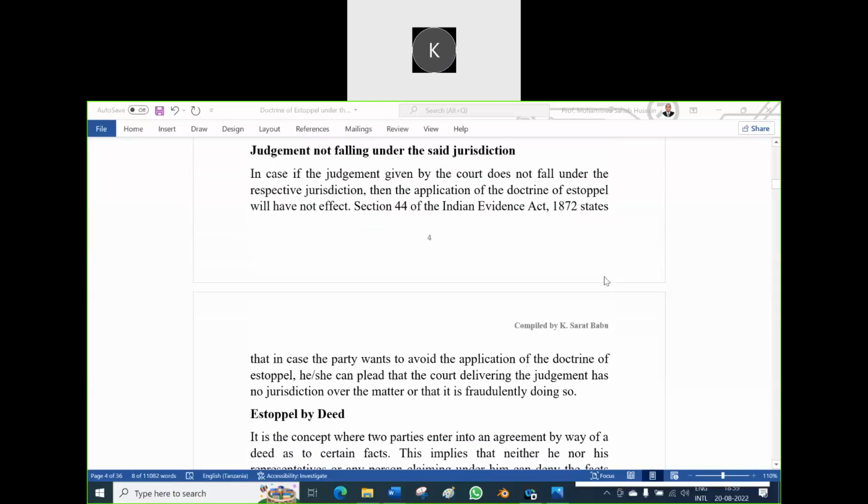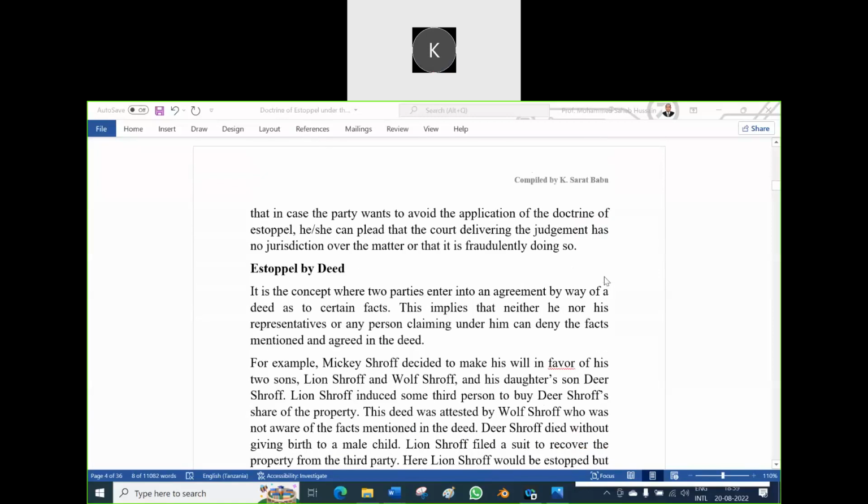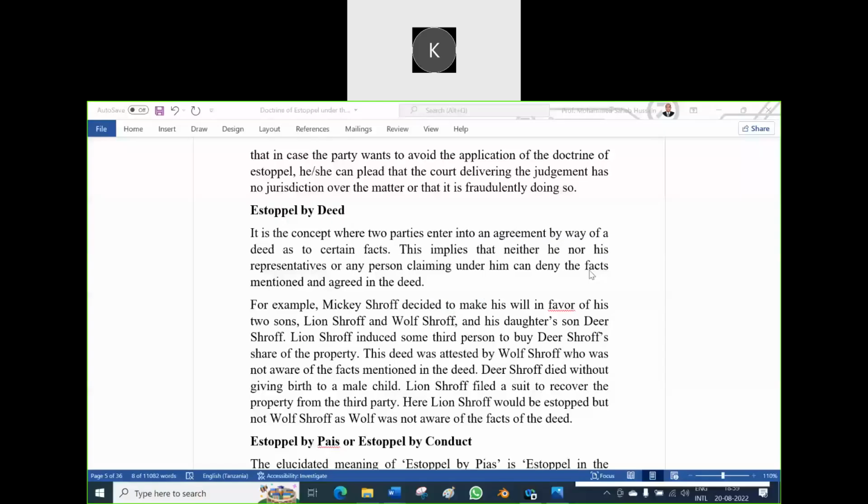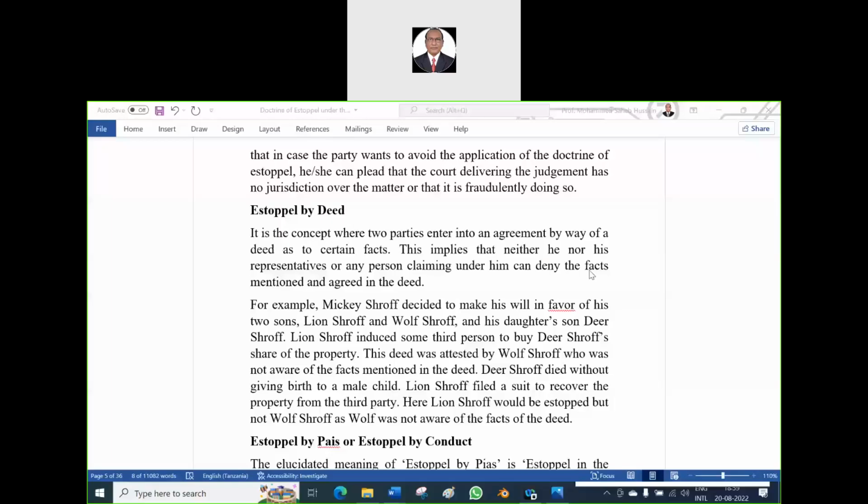Now, estoppel by deeds. I will go through some of the important sentences only, sir. Yeah, but you tell me, the concept should be seen on the screen. Yes, sir. Suppose you have developed notes, you have to show me. Otherwise I can make you the host. No, sir. It is the same thing. Okay, now we go to estoppel by deed.